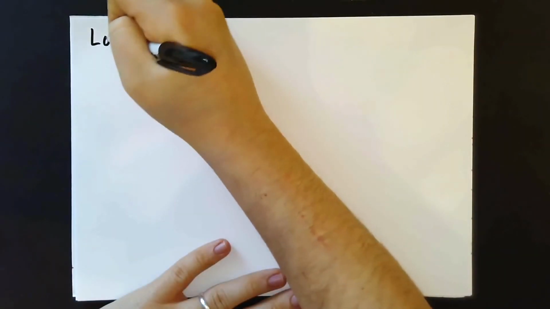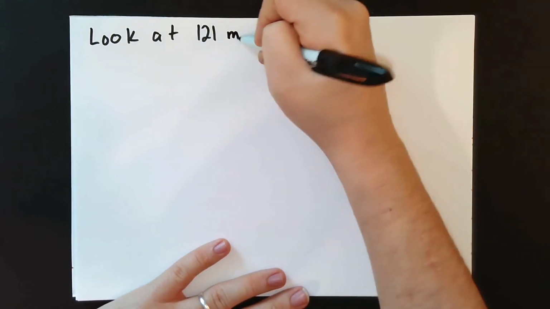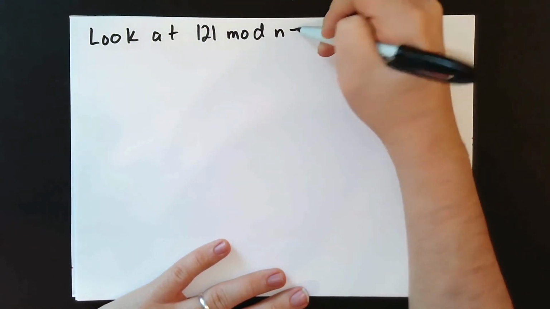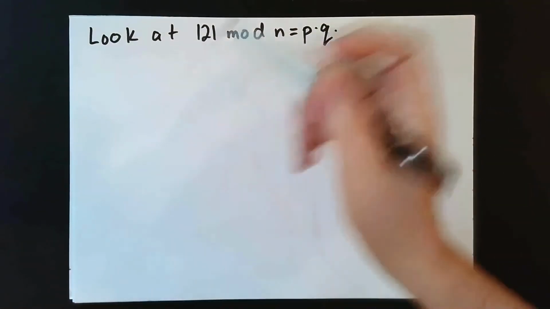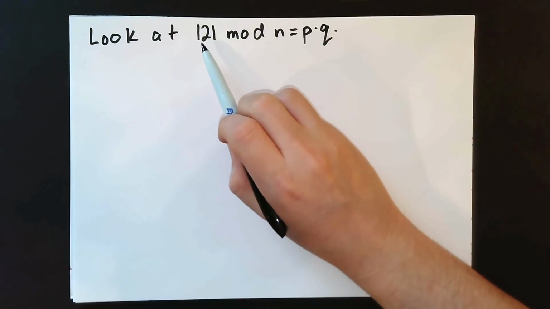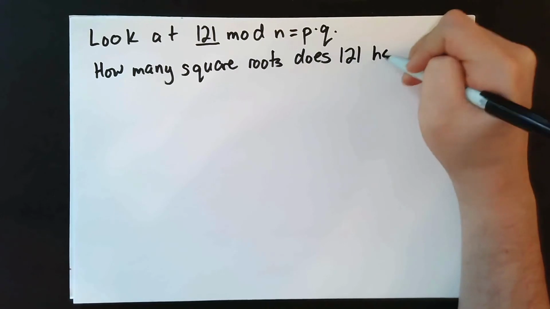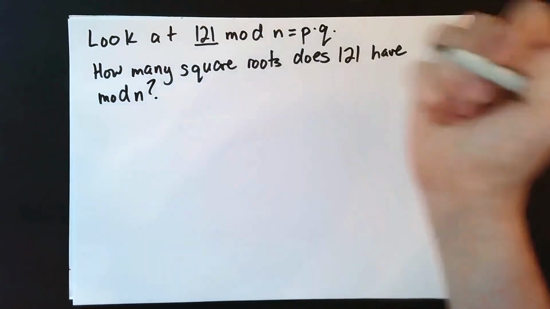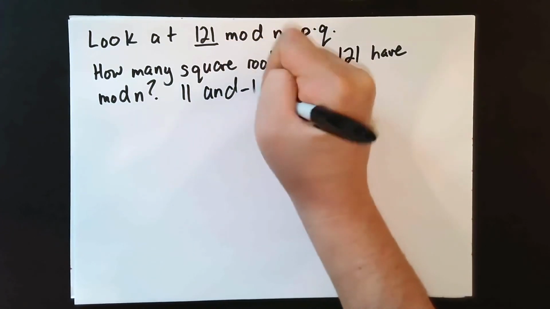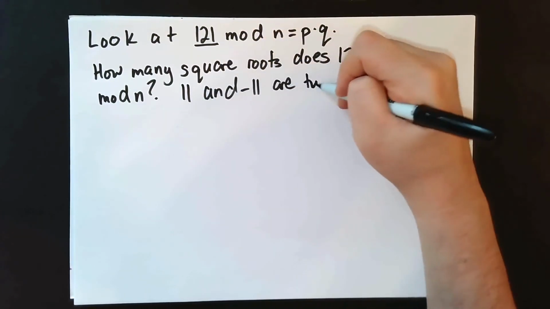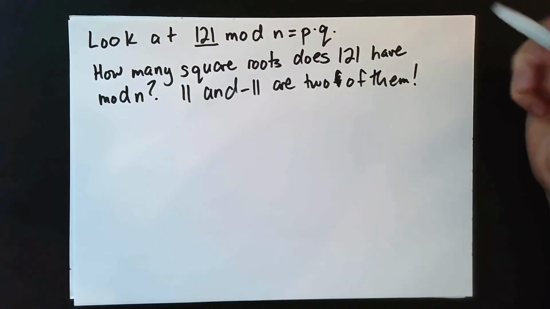So let's look at, and I'm just going to pick 121 like the last example, mod some number n, which is a product of two primes. And I'm not attached, they can be any two primes, they don't have to be the ones from the example. Well, my question is, how many square roots does 121 have, mod n? Well, I know two of them. Namely, 11 and minus 11 are always going to be square roots of 121 mod any number, because they're square roots of 121 in Z.